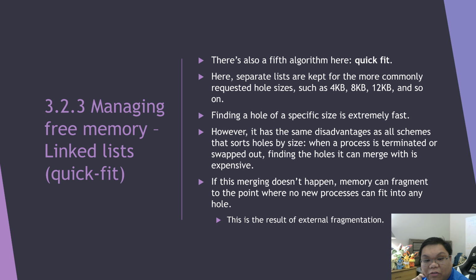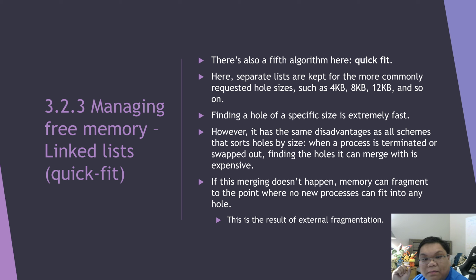There's also a fifth algorithm that's called quick fit. We sort holes. We keep separate lists for holes by size, commonly requested hole sizes. Finding a hole of a specific size is extremely fast. It's simply checking whether this list of 8 kilobyte holes is empty or not. It has the same disadvantages as all schemes that sort by holes.